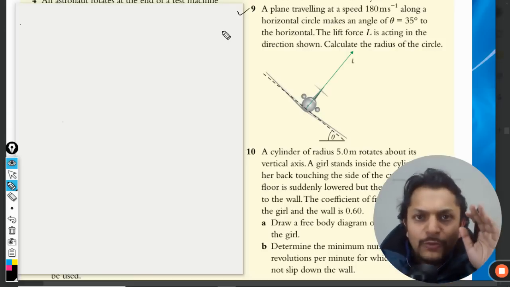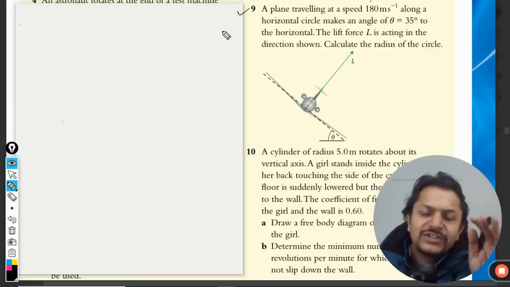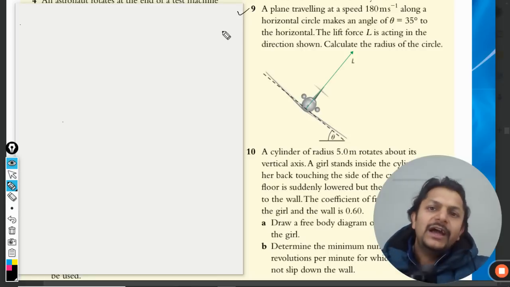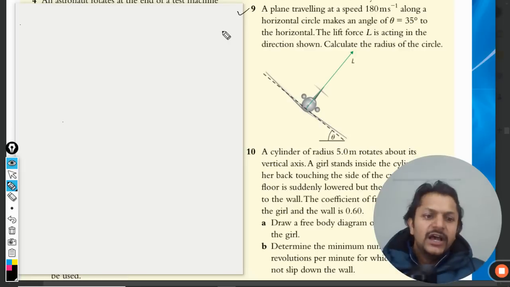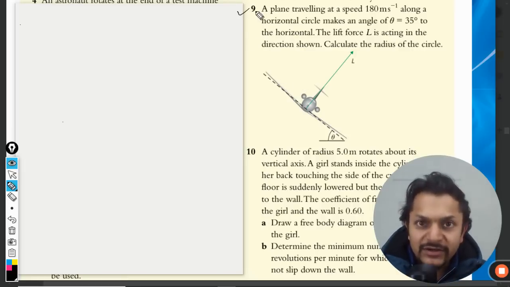Now, I'm going to give you a question which is related to the horizontal circle, and we have just done the concept, which is the conical pendulum. Let us see how we are going to apply that concept here in question number 9.